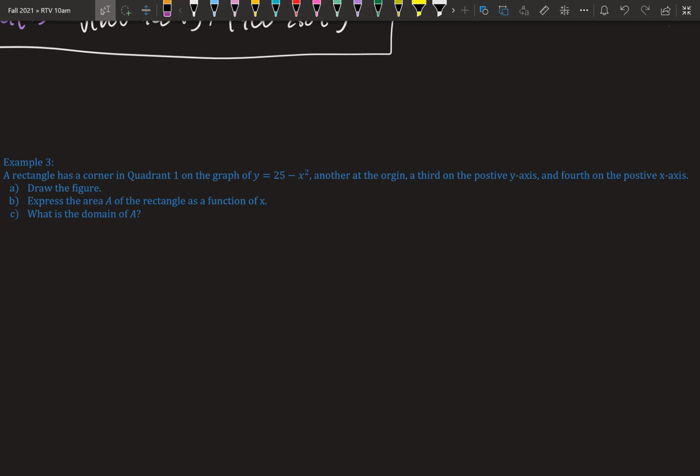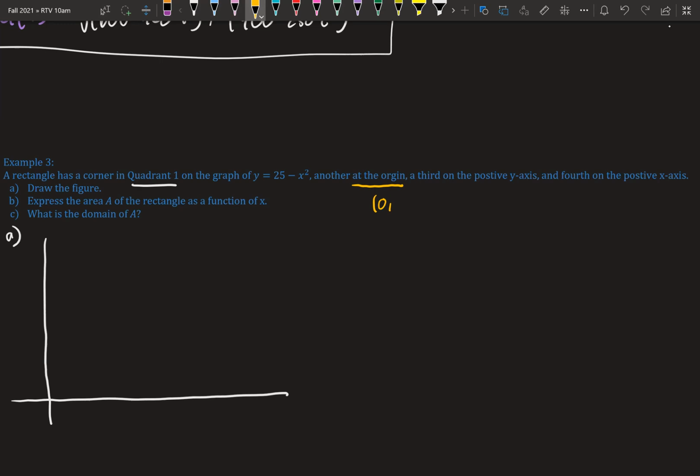All right, let's draw our figure. So we are in quadrant 1. That's why I'm only drawing quadrant 1. Now it has a corner in quadrant 1. That doesn't really make so much sense to me, so let's just ignore that for a second. It has a corner at the origin. I know it's misspelled. Origin means 0, 0. So one of our points is at 0, 0.